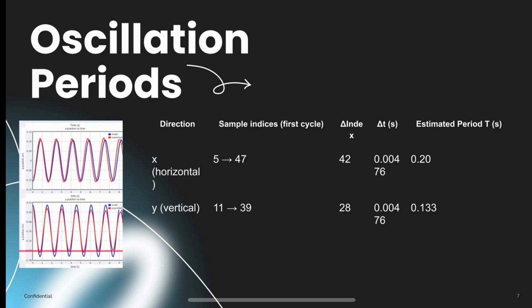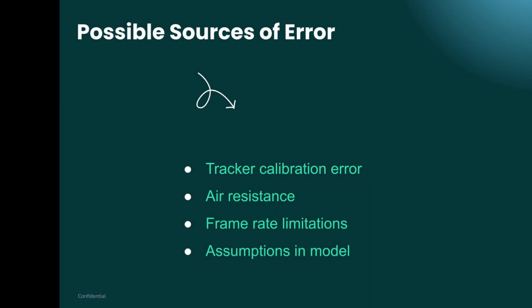Overall, comparing the periods from x and y motion highlights that the system exhibits coupled two-dimensional oscillations with different frequencies in each direction. Differences between the model and experiment may come from calibration errors, air resistance, and the assumption of an ideal spring. The time step in the simulation can also introduce small numerical errors.